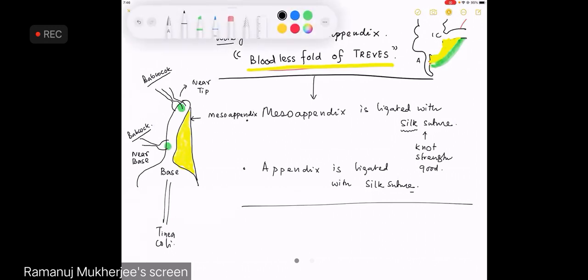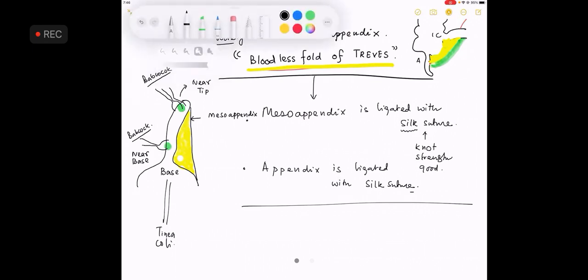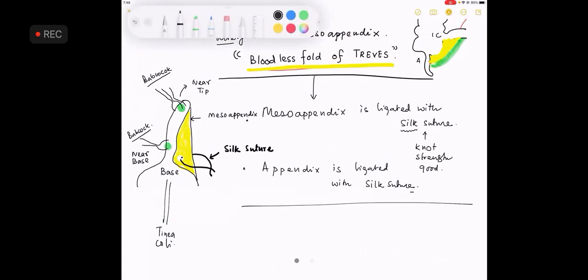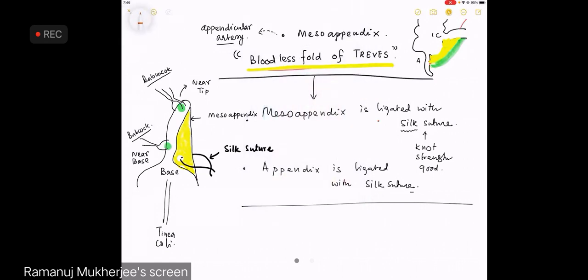The operation is easy. You are required to make a small hole in the mesoappendix and then take a silk suture. Please understand the color of a silk suture is black. So this is the silk suture. As you can see, we are ligating the mesoappendix. If you have still not understood, then remember that there is an artery going to the appendix. These red colored dots are the appendicular artery.